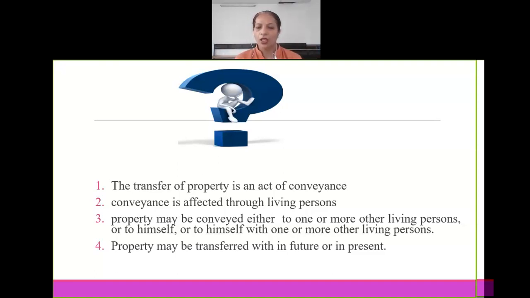Whatever I've studied, I can come to a certain conclusion. What is that? The transfer of property is an act of conveyance. Conveyance means what? Alienation, transfer from one person to another. It does not simply mean a transfer, but it means transferring a legal title. Conveyance means transferring a legal title from one person to another relating to any particular property.